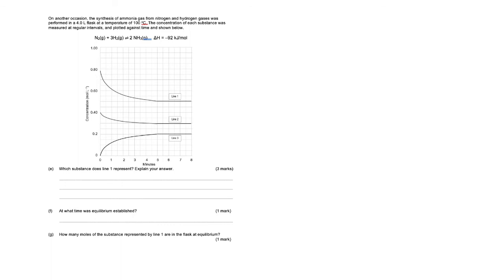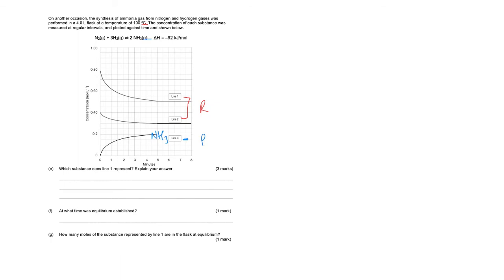So here we have to look at line 1 and line 2 and line 3. We should recognize that these two here are linked because they both go down, and this one here is something different. Which side of the equation has two things? So these must be the reactants, and this must be the product. Happy with that? So that means that this one is the NH3.